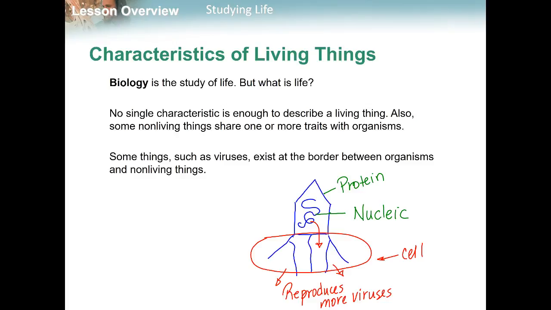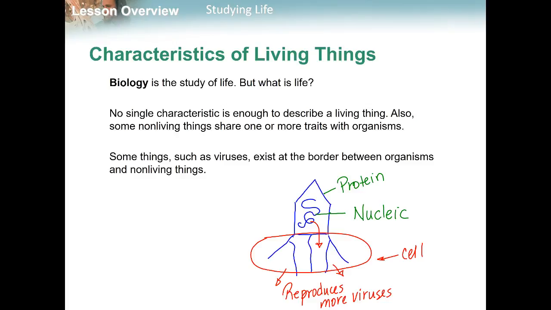You might think, okay, a cell is living, but a virus is not. A virus actually exists at a border between organisms and non-living things. So it's not truly living. It does contain a nucleic acid, which contains a genetic code, but by itself, it cannot go through the characteristics. It cannot go through some of the characteristics of living things, while it has others.